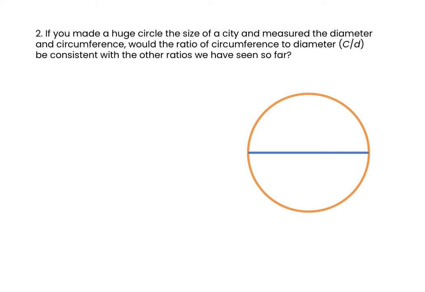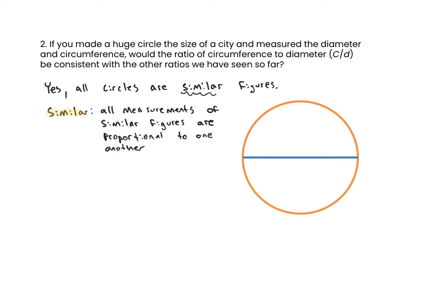And here we're given a situation where we're asking, if we make a huge circle the size of a city and we measured that diameter and circumference, would the ratio of circumference and diameter be consistent with our other ratios that we've seen so far? And the answer is yes. All circles are similar figures, and that word similar is a math term. Similar can mean that all the measurements of similar figures are proportional to one another. So all circles are just enlarged or shrunken versions of each other.